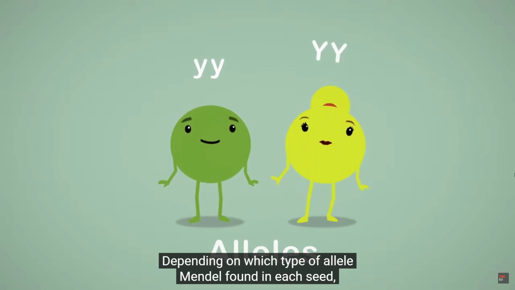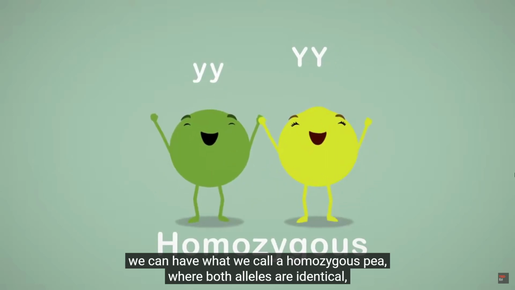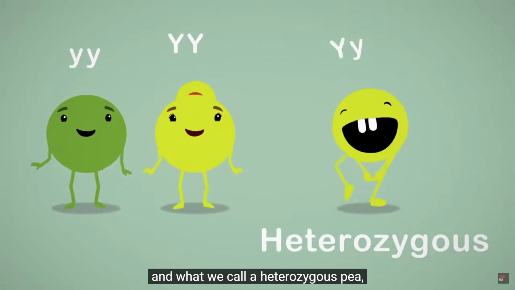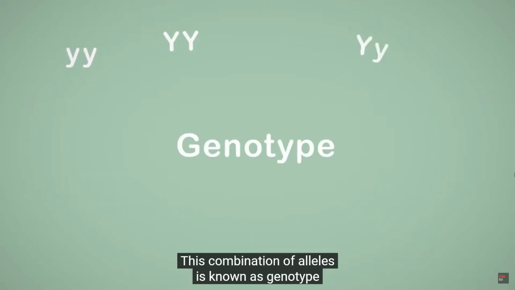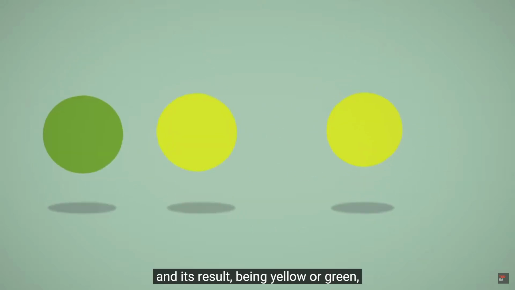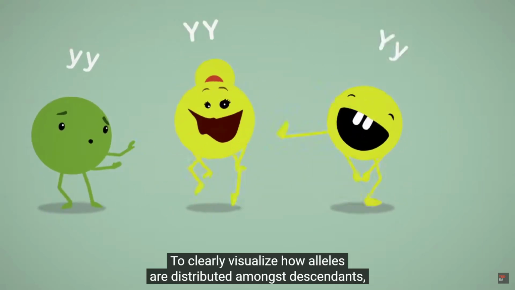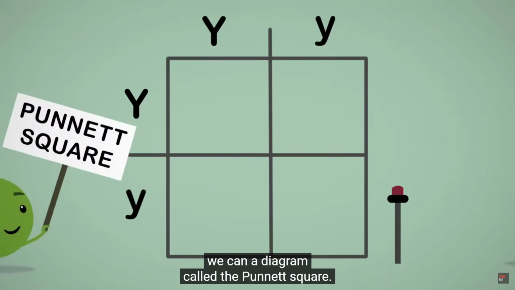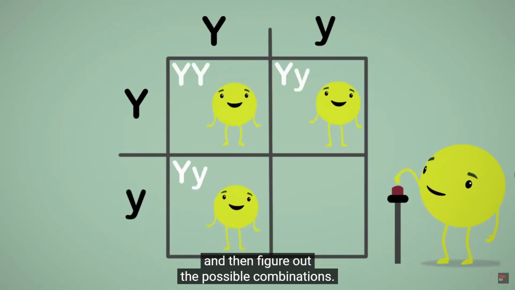Depending on which type of allele Mendel found in each seed, we can have what we call a homozygous pea, where both alleles are identical, and what we call a heterozygous pea, when the two alleles are different. This combination of alleles is known as genotype, and its result, being yellow or green, is called phenotype. To clearly visualize how alleles are distributed amongst descendants, we can use a diagram called the Punnett square. You just place the different alleles on both axes, and then you figure out the possible combinations.